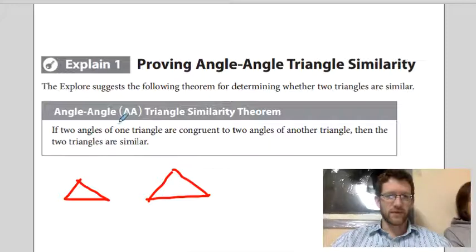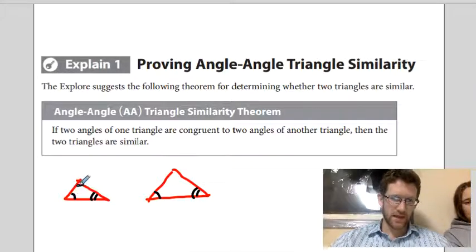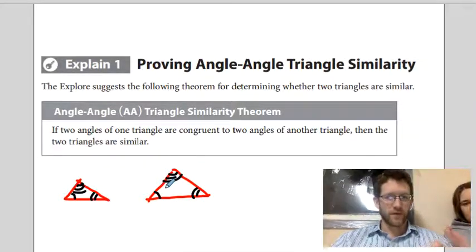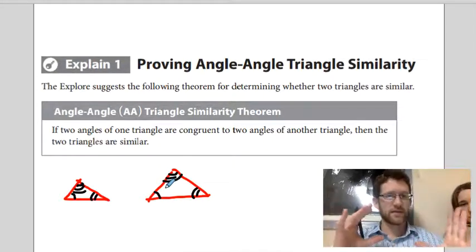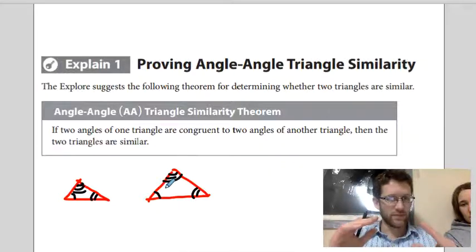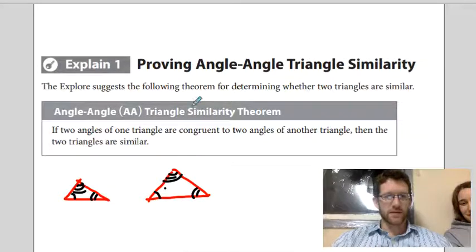So this makes sense if we think about the triangle sum theorem, right? If we have this triangle, that angle is congruent to that angle, this angle is congruent to this angle, then from the triangle sum theorem we know that this angle must be congruent to this angle, and it's pretty obvious that all the angles are congruent here. Therefore, those triangles are the exact same shape. They may not be the same size, and that's okay. As far as similarity is concerned, we're just concerned about shape. So there's an angle-angle similarity theorem to prove that the two are similar.